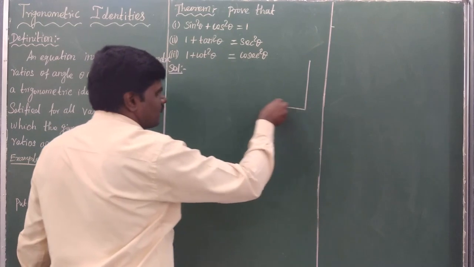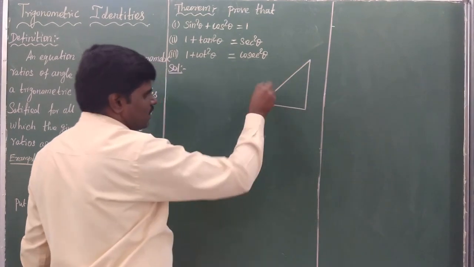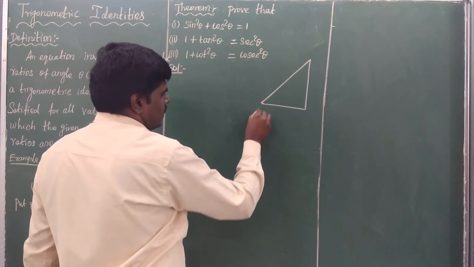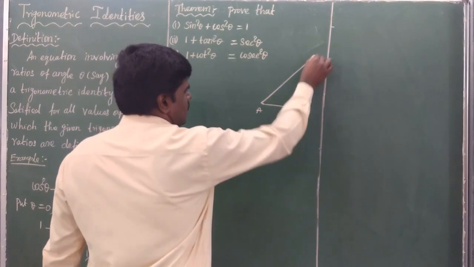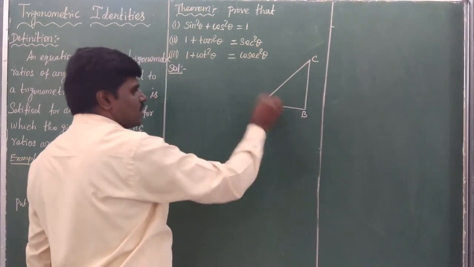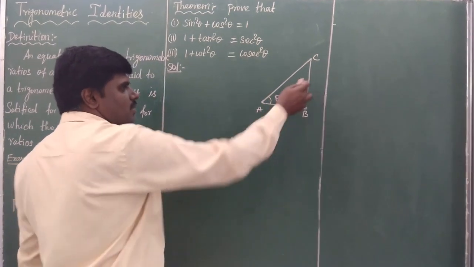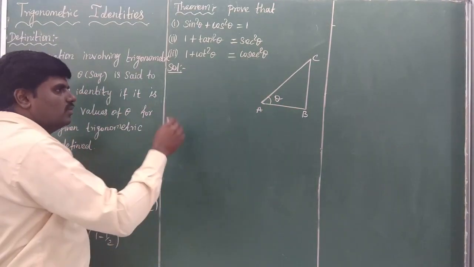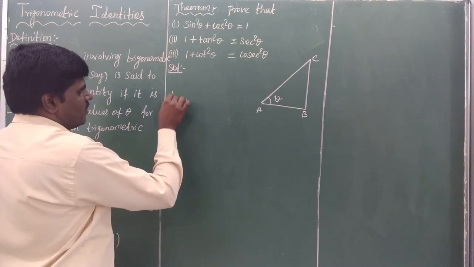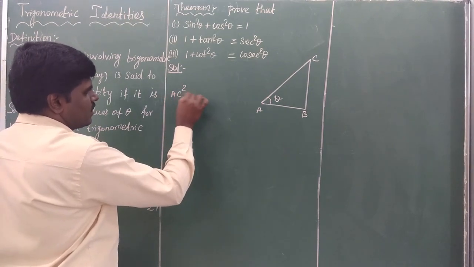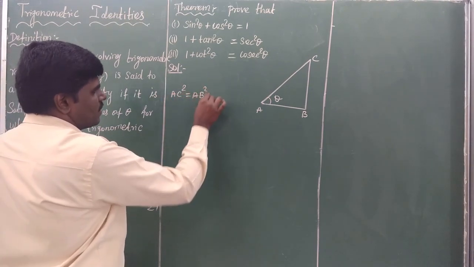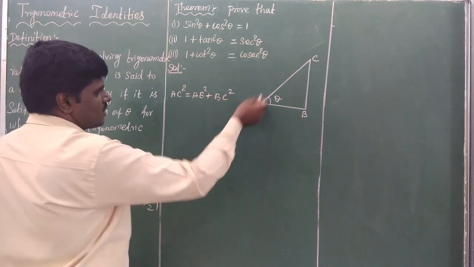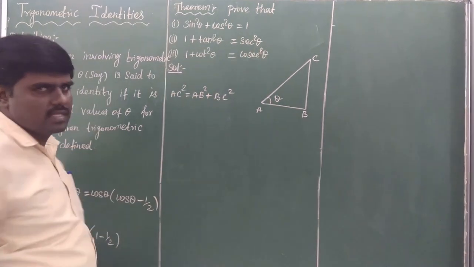Now, in the same way, here is a right angle triangle, A, B, C. Here I will choose angle A is equal to theta. Here are the opposite side, adjacent side, and hypotenuse, which we know are familiar. Now, using the Pythagoras theorem, AC square is equal to AB square plus BC square.